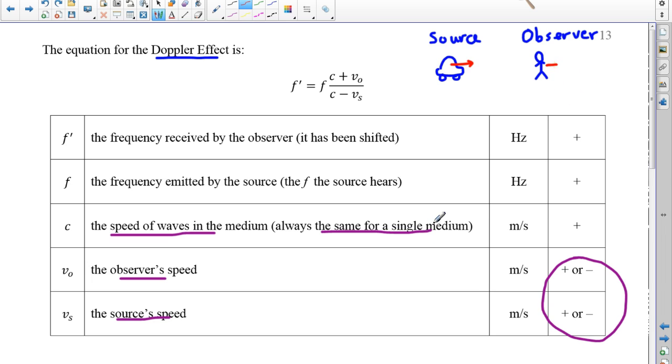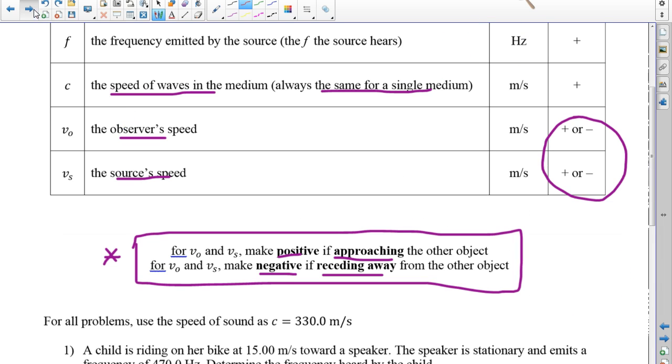So there's a lot of scenarios we could construct. We could have both positive velocities like this. We could have both negative velocities like this. But then we could also have one positive, that's approaching, and the other a negative. The car is negative because it's receding away from the person. Let's look at an example.